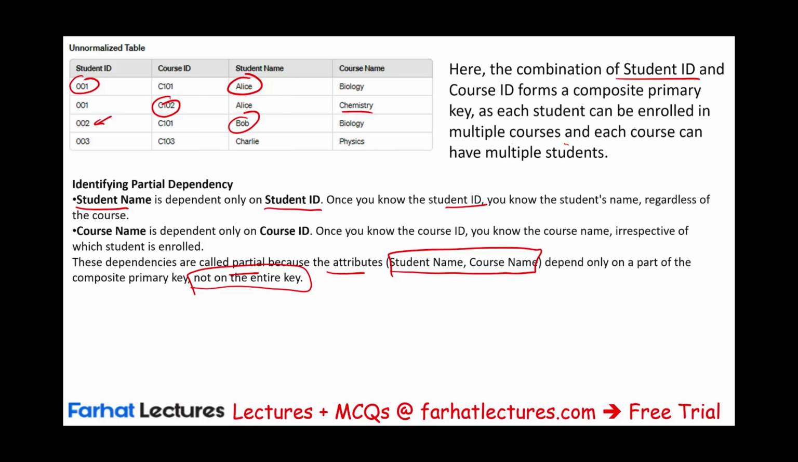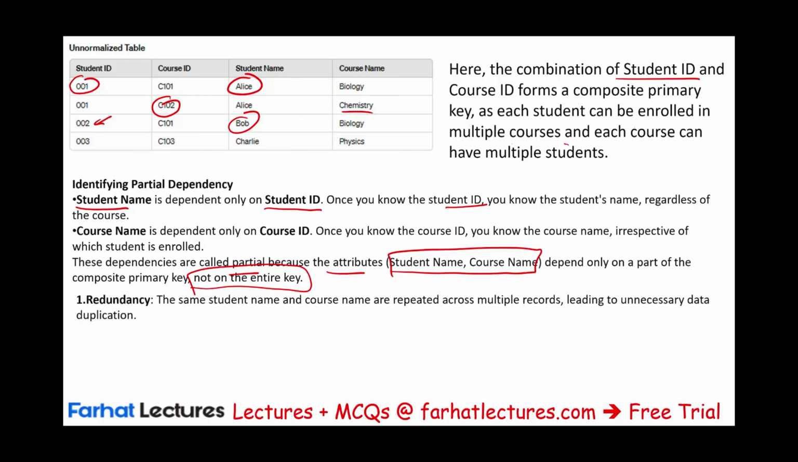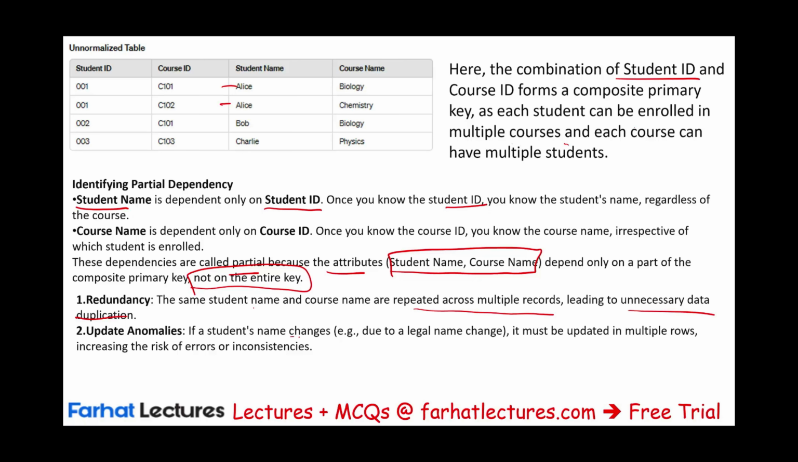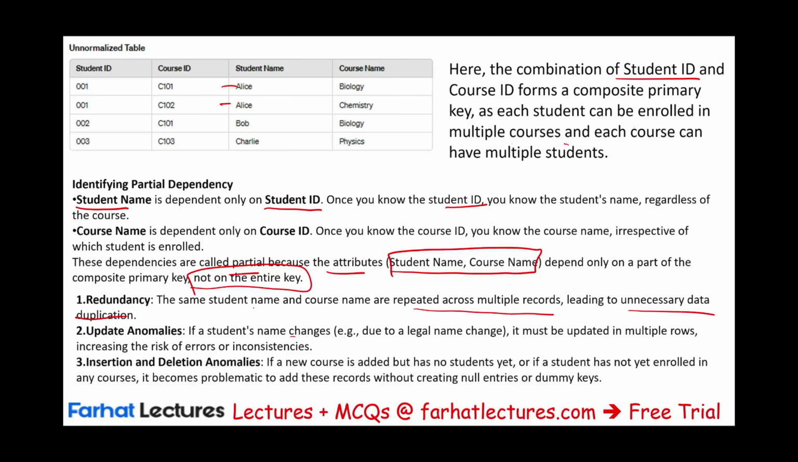Now, what's the problem with this table? We discussed it a little bit in the prior session. The same student name and course are repeated across multiple records. Notice here that Elise's name is repeated across multiple records, leading to unnecessary data duplication. That's one. Two, if a student's name changes, like a legal name change, it must be updated in multiple rows, which increases the risk of error. So if we want to update Elise's name, first or last name, then we have to update it in many different places.